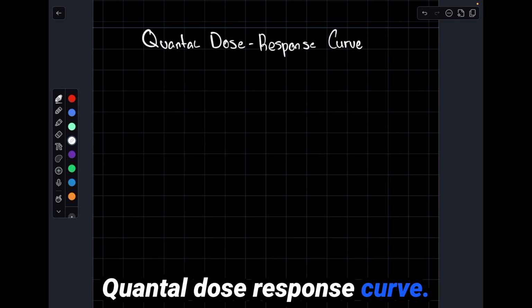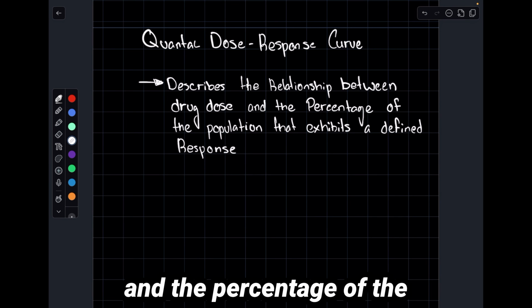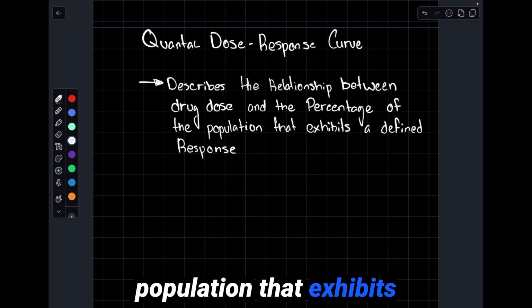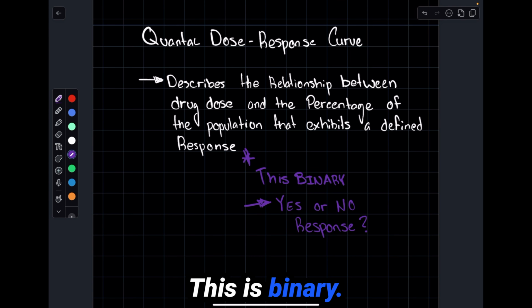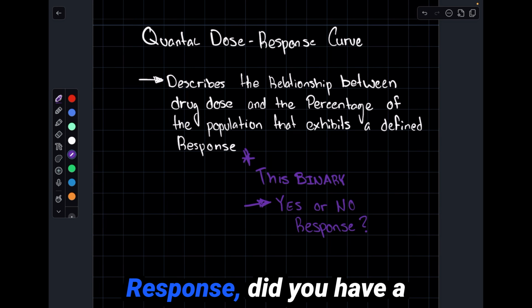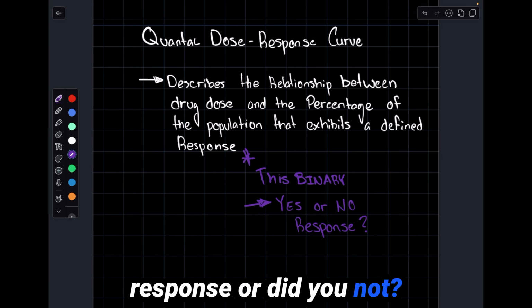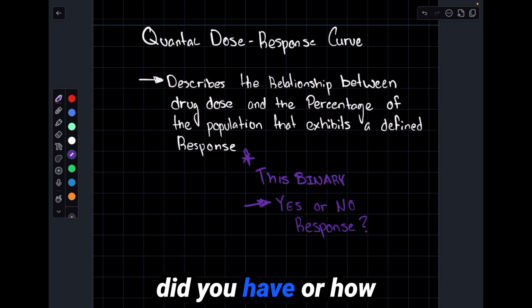Quantal dose response curve describes the relationship between the drug dose and the percentage of the population that exhibits a defined response. This is binary. This is a yes or no response. Did you have a response or did you not? It's not how much response did you have or how little response. It's if you had a response or not.